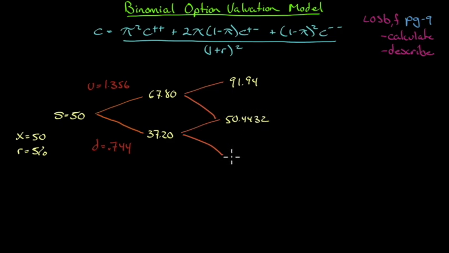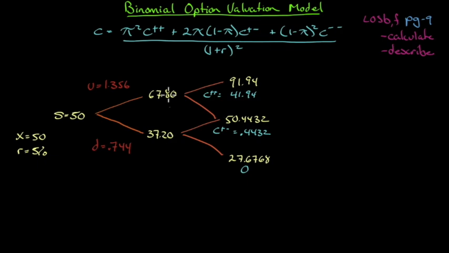50.4432. And this would drop to 27.6768. To use this formula, we need C++, C+-, C--, and we need alpha. So we had to figure out our prices first so that we could then figure out our call values. If it's got a strike of 50, we're at 91.94. It would be 41.94. There's C++. This C+- would equal 0.4432, and this would be 0.